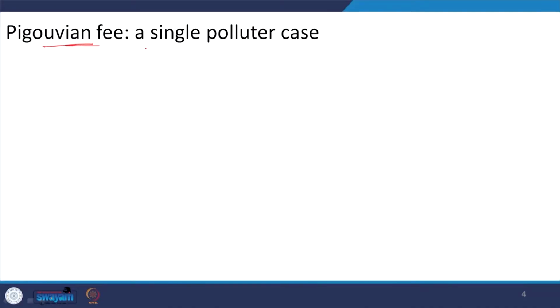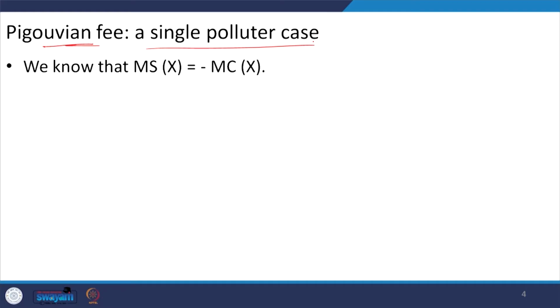Now we will discuss how this Pigovian fee is going to be set under the case when a particular farm is a polluter. Here we are taking into account as if only one single farm is polluting. Okay. From the previous class we already understood that the marginal saving function from pollution is equivalent to the negative of the marginal cost function of the pollution, right.